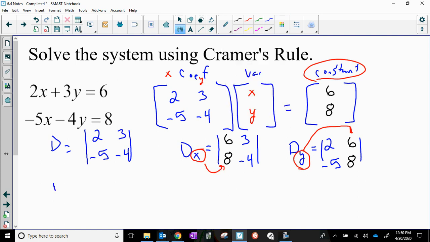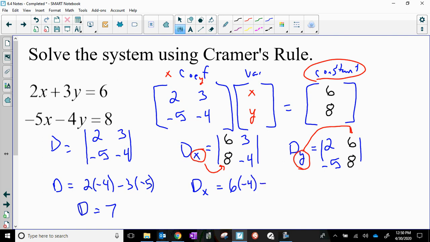All right, now I'm going to calculate all three determinants. So this one will be 2 times -4 minus 3 times -5. That's -8 plus 15 or 7. That was our very first example, by the way. So I'm getting the same answer. I'm happy. Then I have dx equals 6 times -4 minus 3 times 8. So we have -24 minus 24, so -48.